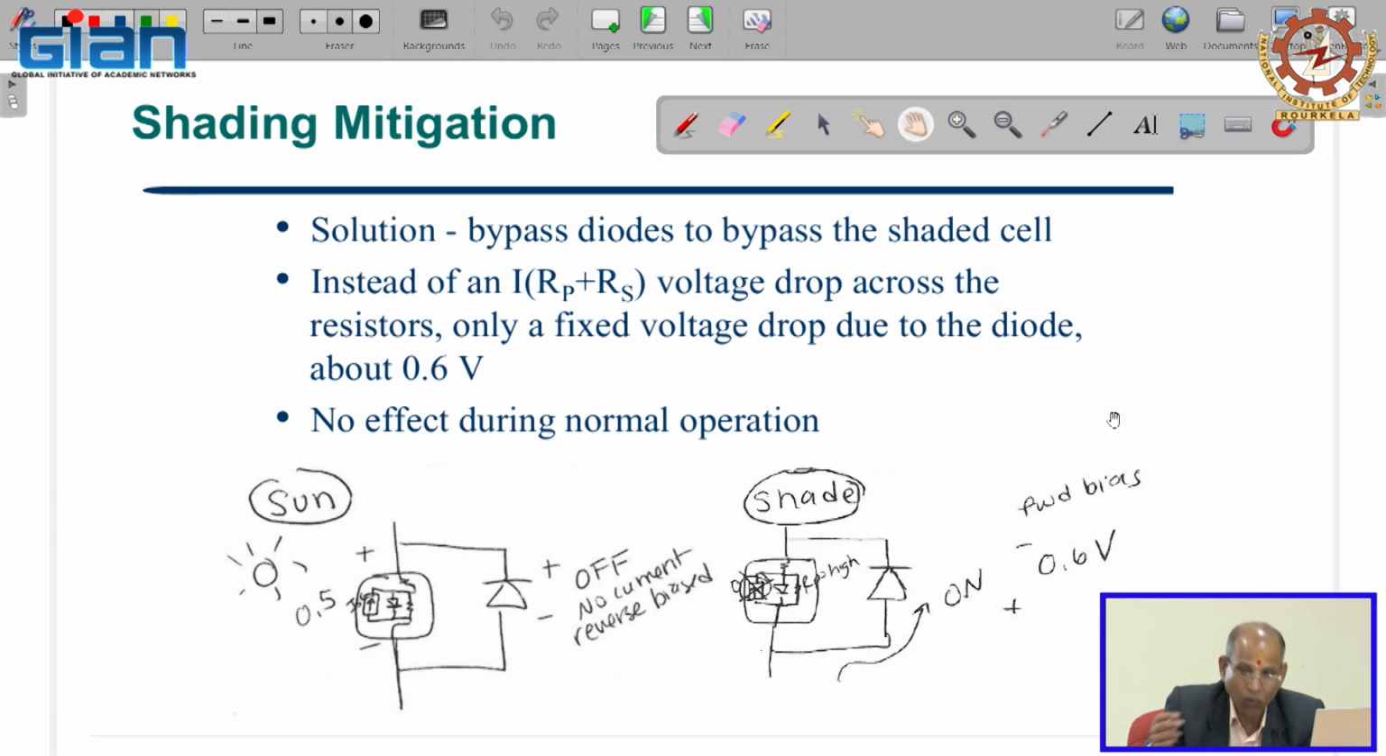We can see, when shading is there, what could be the solution to avoid the shading problem? One solution could be to provide a diode across each cell. But a diode across each cell will not be very practical because it becomes very complicated.